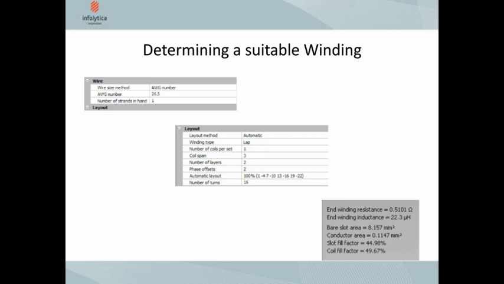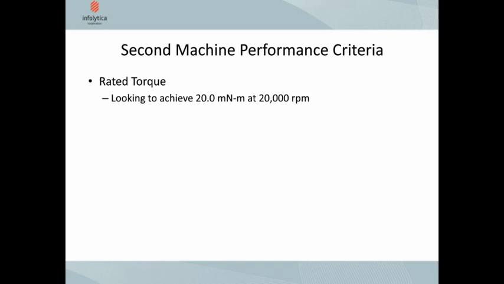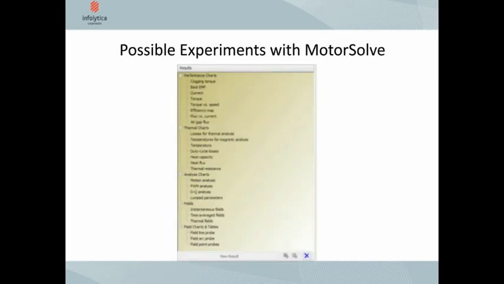Our second tier is associated with the fact that we need to generate 20 millinewton meters at 20,000 RPM. And so we're going to utilize an experiment within MotorSolve that allows us to do this. And just for a quick digression, I'm going to reference the fact that we're going to utilize 7 overall experiments in MotorSolve to help us with assessing this machine. We're going to use the Cogging torque, the back EMF, the torque speed, the efficiency map, the temperature curve, the motion analysis, and the thermal fields. All of those are going to be part of our assessment.